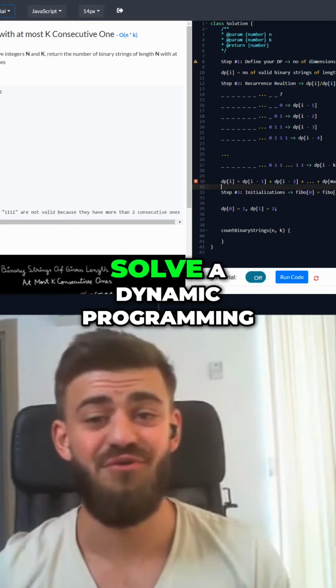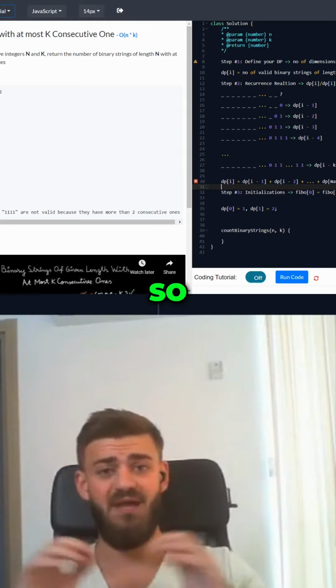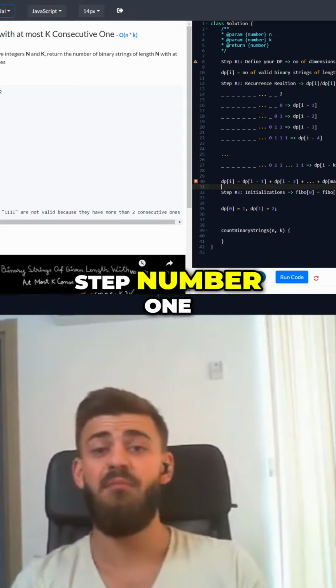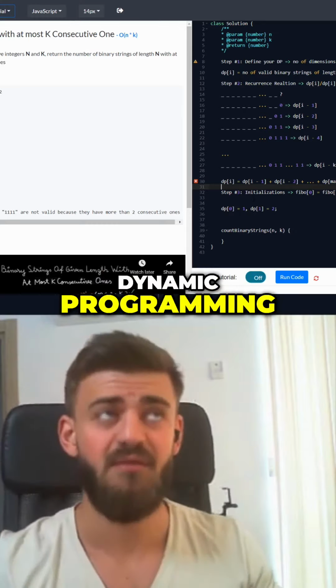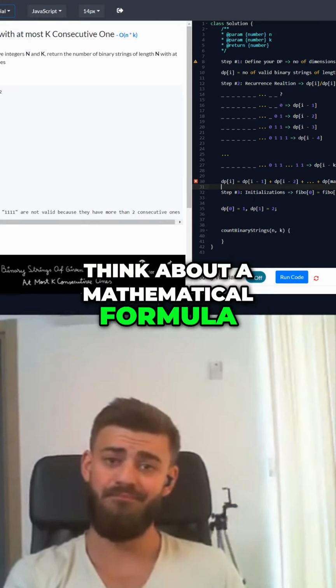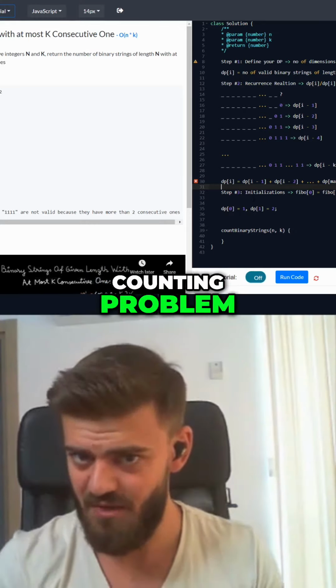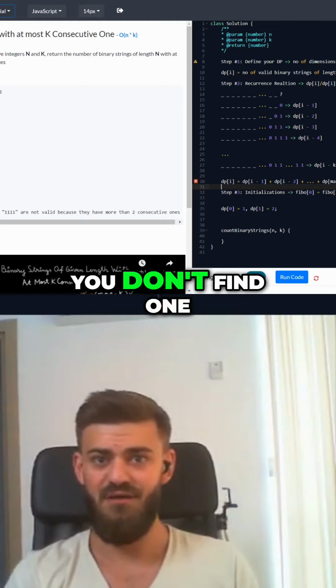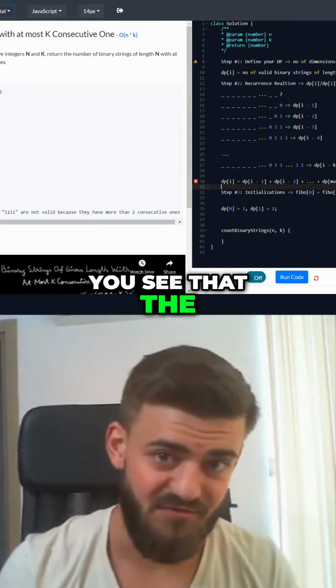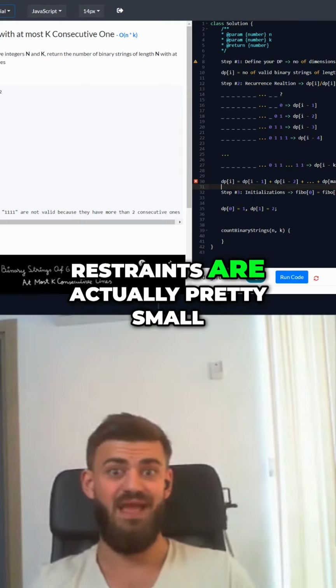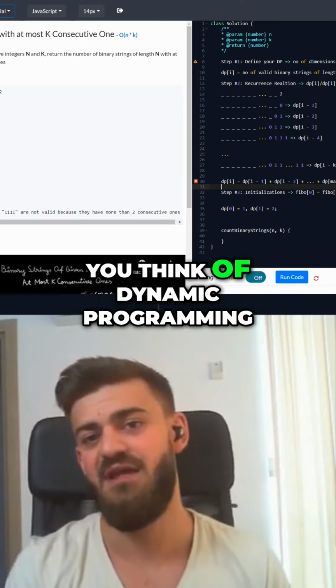This is how you solve a dynamic programming problem. As a recap, step number 1: figure out it's a dynamic programming. Think about a mathematical formula, because this is a counting problem. If you don't find one, and you see that the constraints are actually pretty small, you think of dynamic programming.